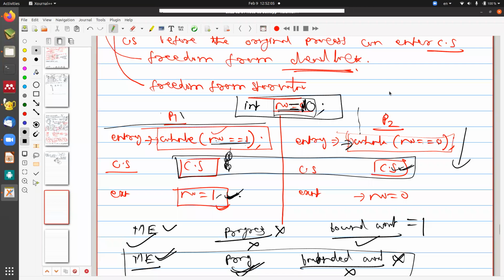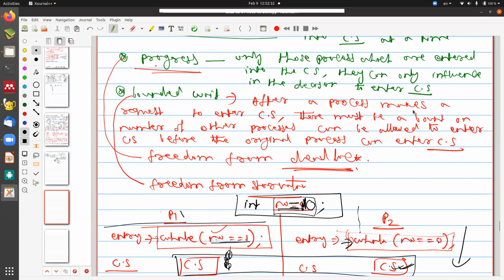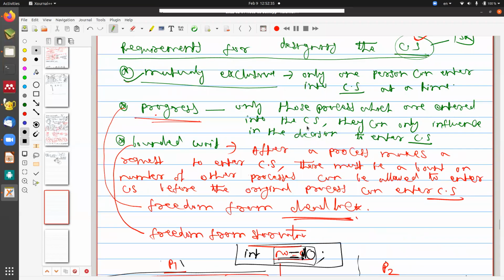Then what to do? Can your P2 progress? No sir. Think, if somebody is coming to the college, because of the other student, do you think your work will not be done? Can that happen? No, right? No sir. Yes. So that is saying, if somebody wants to enter into the critical section, other processes should not influence him not to enter. That is what progress says. What does progress say? Only those processes which want to enter into the critical section can influence the decision.